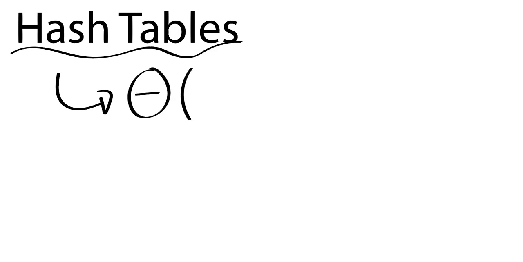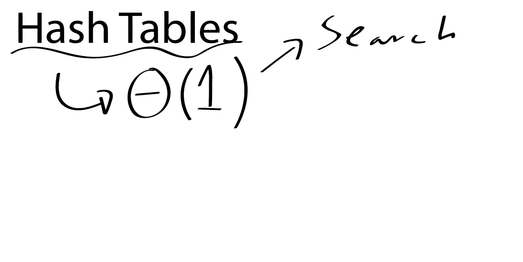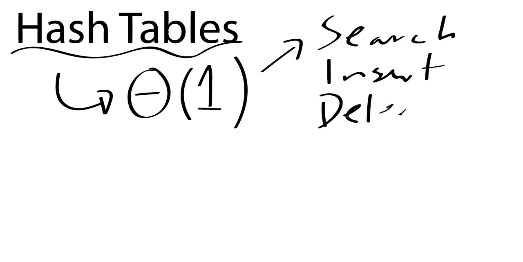So the next version of our dictionary implementation is going to be using a hash table. Hash tables are extremely useful because they give us constant time dictionary operations. So that's searching and inserting and deleting. These are all constant time using this particular data structure. So that's very, very convenient.